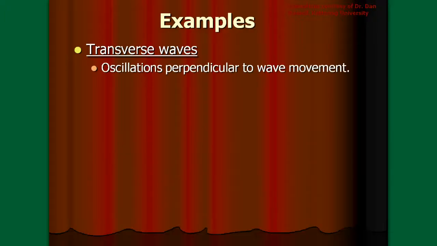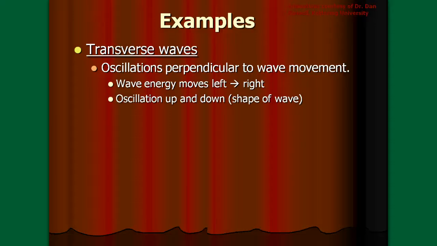Okay, so again, oscillations in a transverse wave. Oscillation means something going back and forth. It's perpendicular to the wave movement. In other words, as the wave energy moves from left to right, the oscillations will go up and down, and that's the third bullet under transverse waves there. If the wave energy moves left to right, then the particles oscillate up and down, or vice versa.